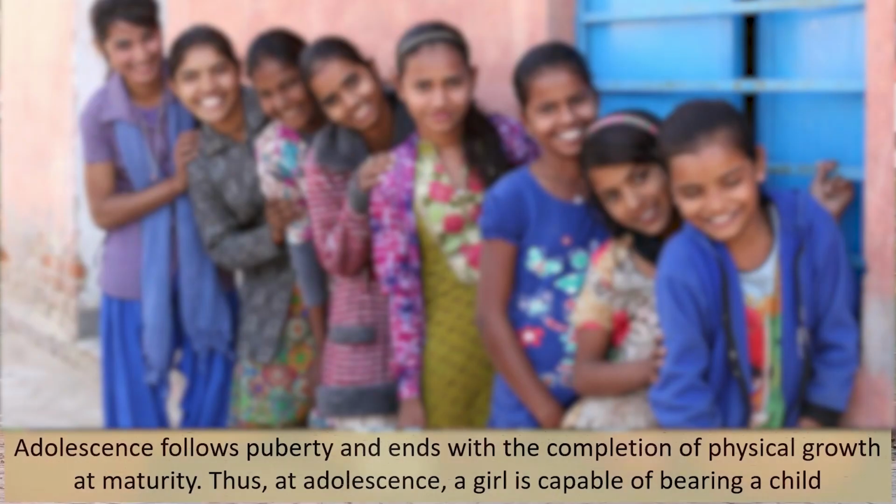In girls, you can perceive this as development of breast, beginning of the menstrual period. In boys, however, you will find development of genitals, appearance of facial hair. In both the sexes, hair begins to grow in the underarms. So these are some of the features of puberty. Adolescence follows puberty and ends with the completion of physical growth at maturity. Thus, an adolescent girl is capable of bearing a child.